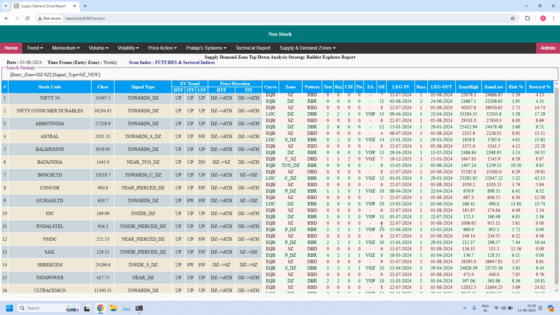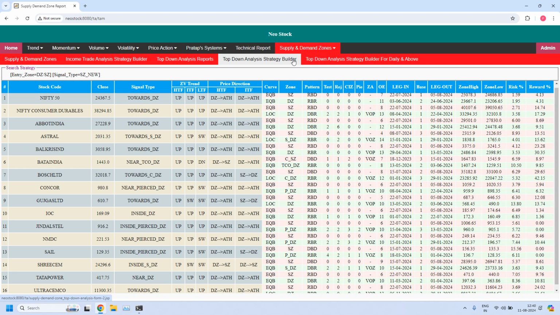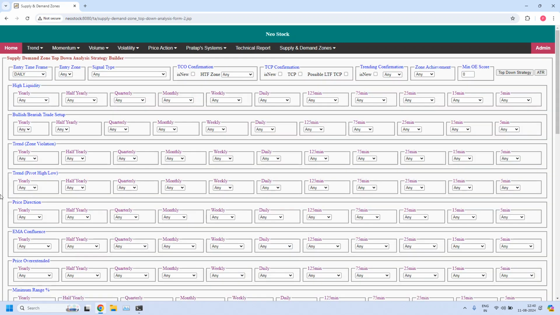Next we will identify stocks having a weekly EMA confluence. But a weekly EMA confluence is valid only in a trending market. So that's why let's add trends also. First, the time frame is weekly. We are looking for EMA confluence.